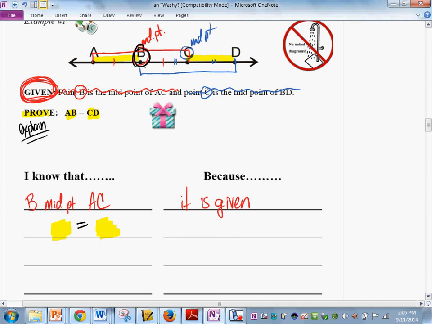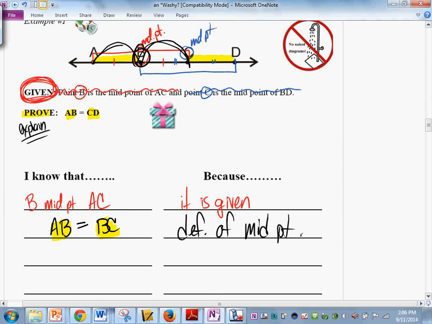Michaela, what do you think? Okay, AB is equal to what? We know because of B, AB is equal to what? Say it out loud, ma'am. Okay, BC. Did you say BC? Because I thought you said CD. Okay, then I just wasn't listening. I apologize. We know that because of the midpoint. So you just write definition of a midpoint. That's your because. That's your why. This is your why column.